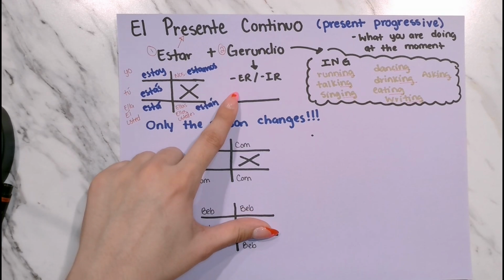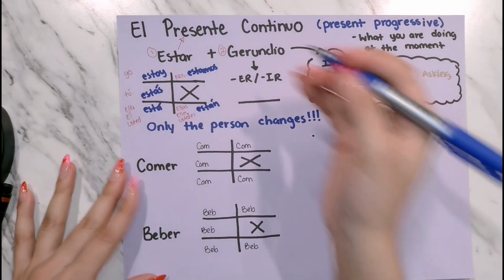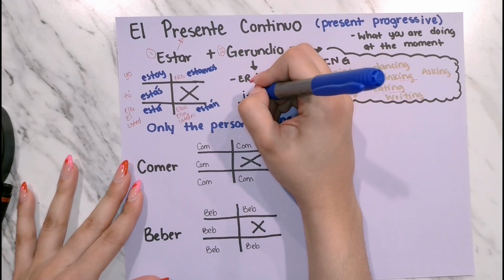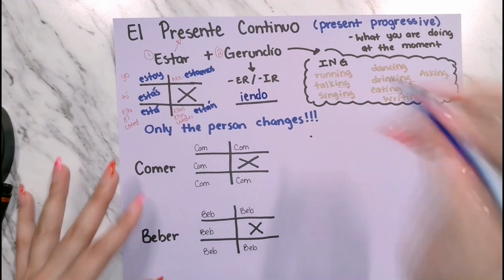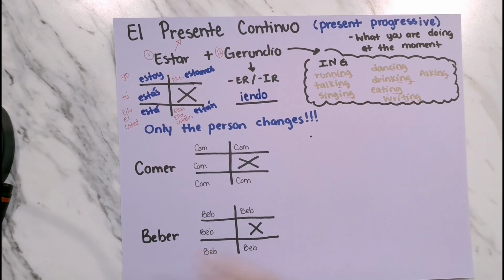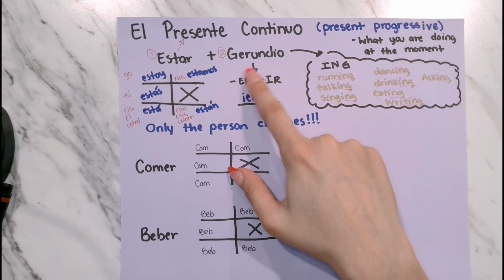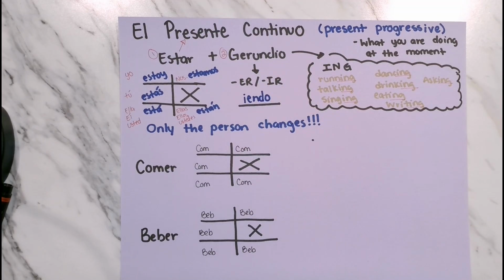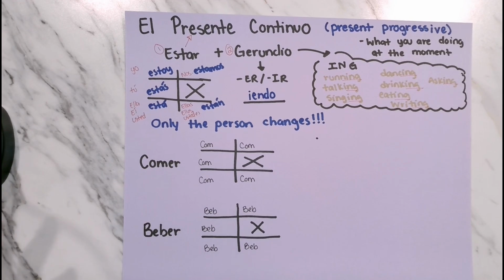Alright? When it comes to ER, the new ending is going to be yendo. This is the only ending that you need to remember when it comes to el gerundio. Okay? Ahora, tenemos comer. ¿Qué es comer?